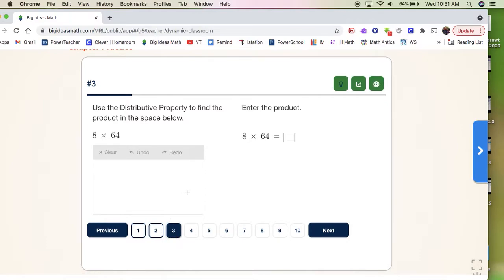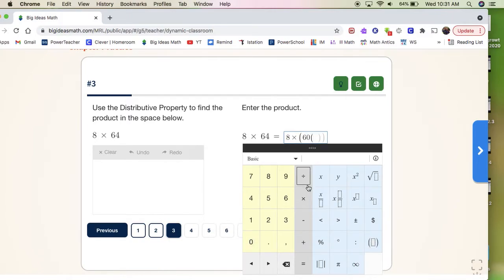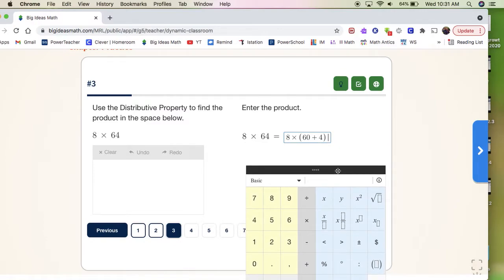All right, we're going to use the distributive property here. So we have 8 times 64. Remember, we're going to break down 64 into its 2 parts. We want the tens place and we want the ones place. So we're going to have 8 times, let me type this out, I'm going to put parentheses, 60 plus, apologize for that, 60 plus 4, and then we're going to end our parentheses. So we just took 64 and we broke it down into 60 plus 4.